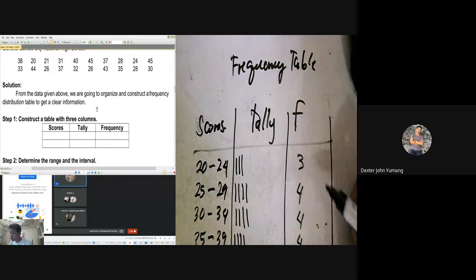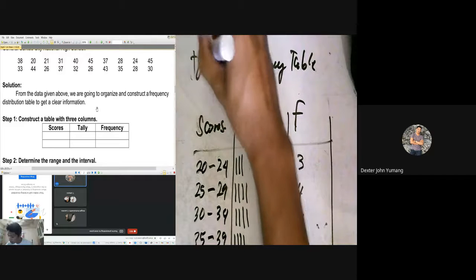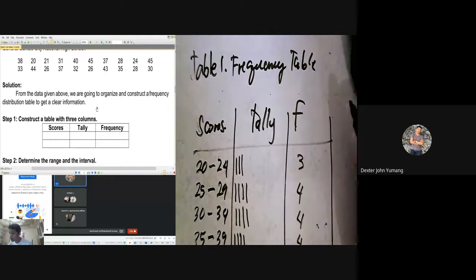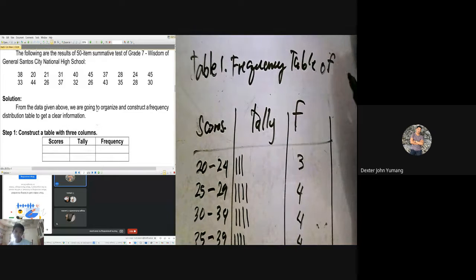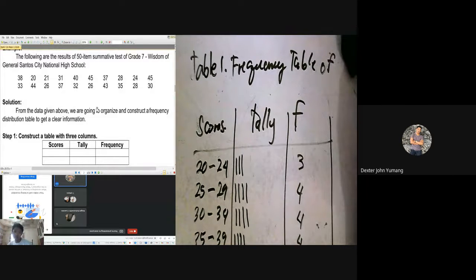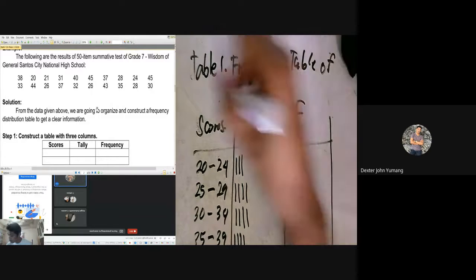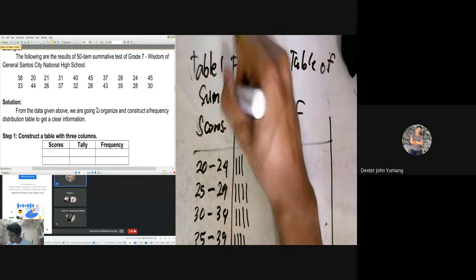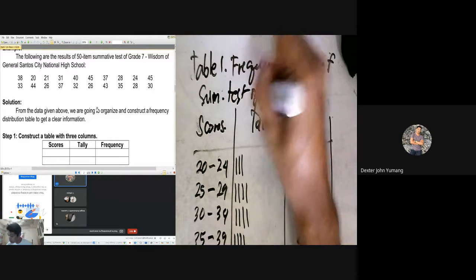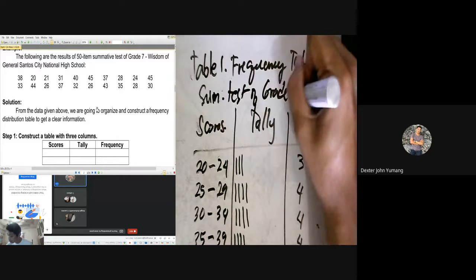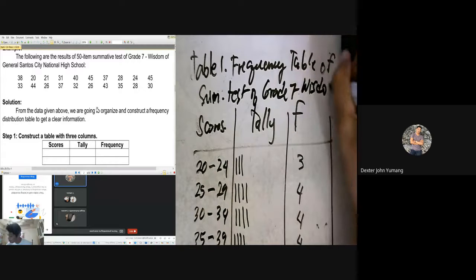Pag gumawa ng frequency table, do not forget the title. Table 1, kung table 1 siya or table 2. Frequency table of, tingnan natin, ano to siya na table? Summative test of grade 7 wisdom. Okay, yan po yung title.